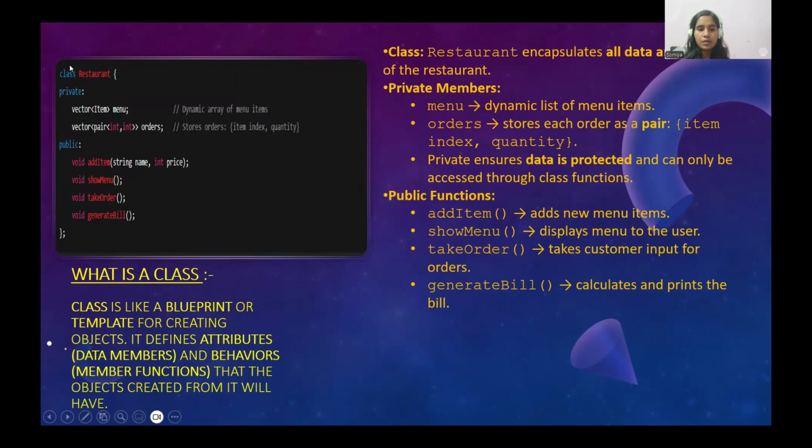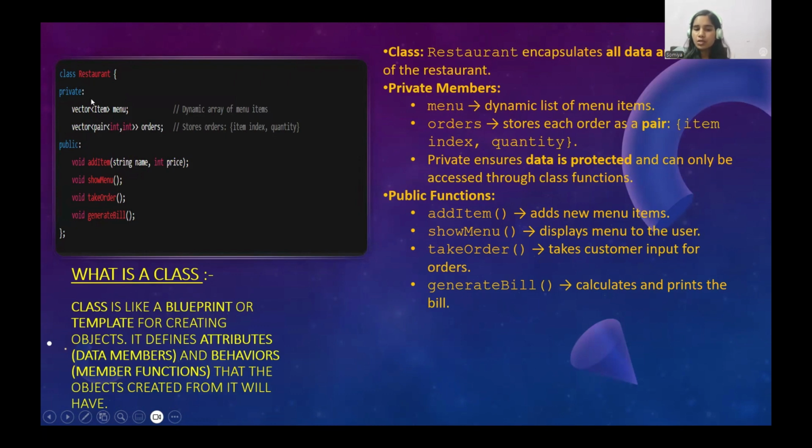Now, we will be making a class named Restaurant. So what is a class? A class is like a blueprint or template for creating objects. It defines attributes and behaviors that the objects created from it will have. We have two access specifiers in a class, that are private and public. So private ensures that the data is protected and can only be accessed through the class functions.